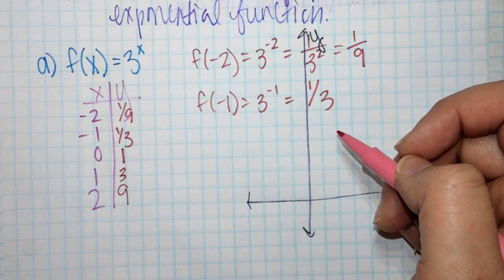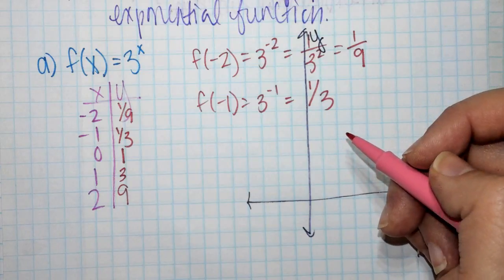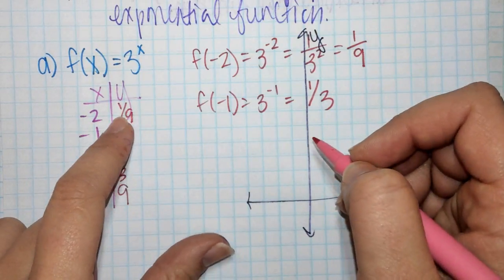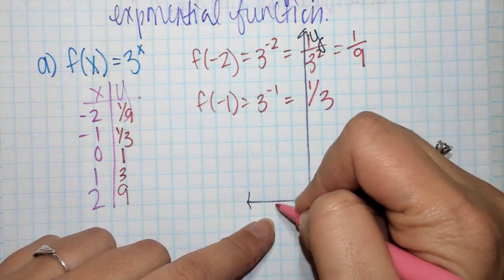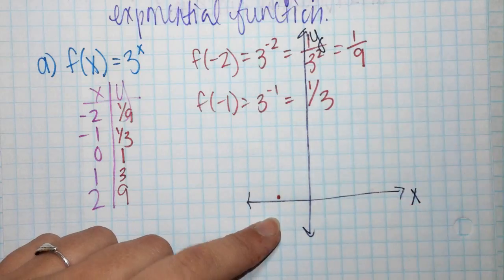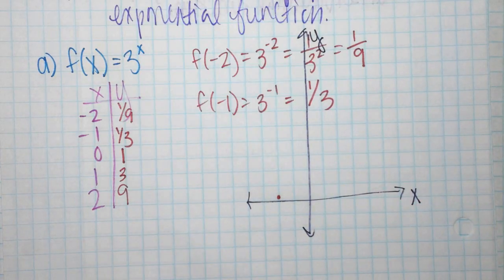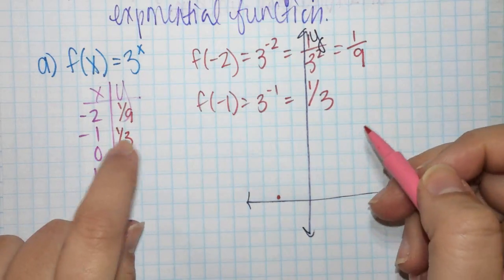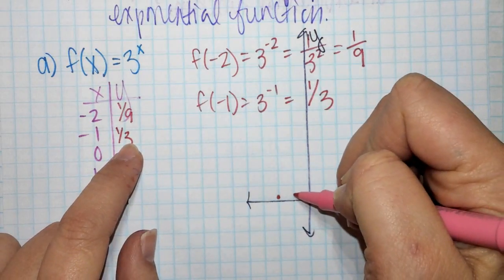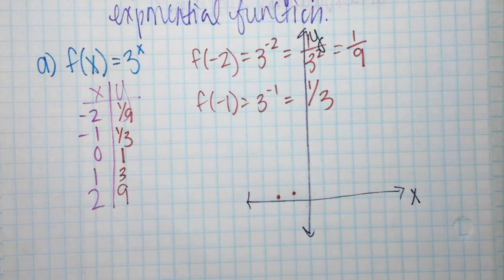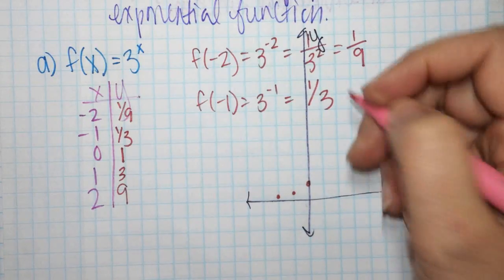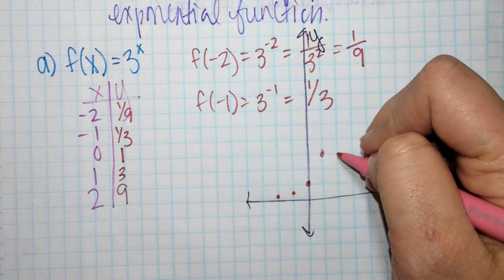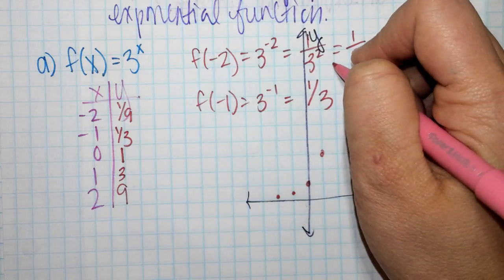Again, if anybody gets us off topic again, we're taking off points. We've got to go. Alright, -2 to 1/9. Our x value is -2, our y value is 1/9. So you go left 2, go up a baby bit, put a dot. That's how you plot 1/9. Then -1 and 1/3: you go left 1, up a bit more. 0 and 1 is right here. 1 and 3 is normal, and 2 and 9.